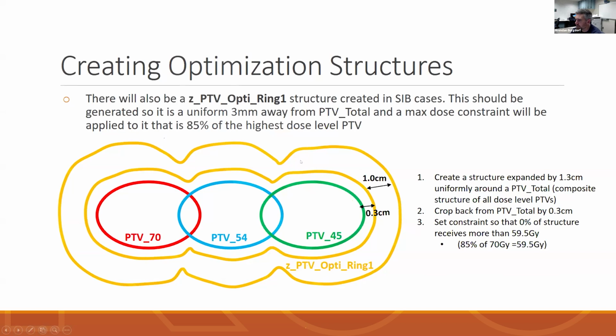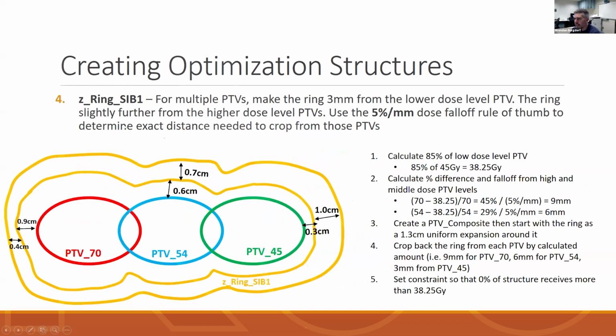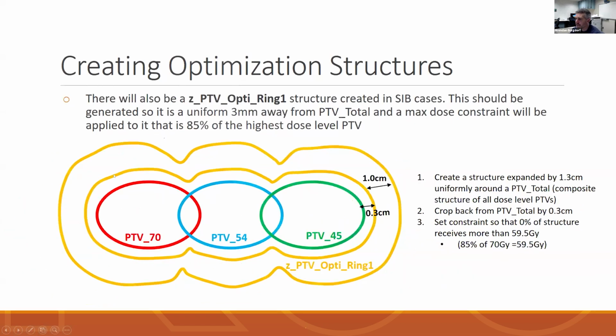So really this entire structure is just to contain the dose around the highest dose level PTV, because the one limitation with this ring, the Z ring SIB1, is that we're not really containing the high dose fall off from the high dose PTV, because this ring is so far from the PTV just based on how we've defined it. It's nice to also have this ring to contain the higher dose fall off close to the highest dose level PTV.